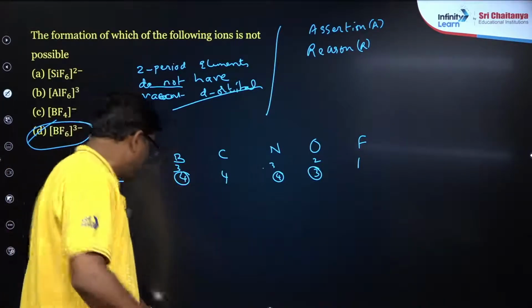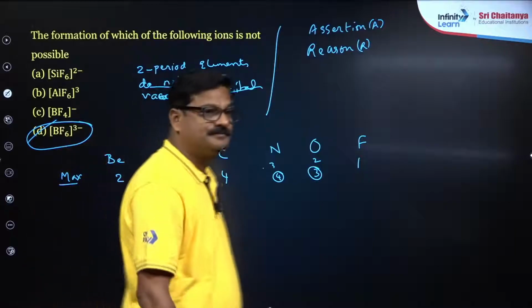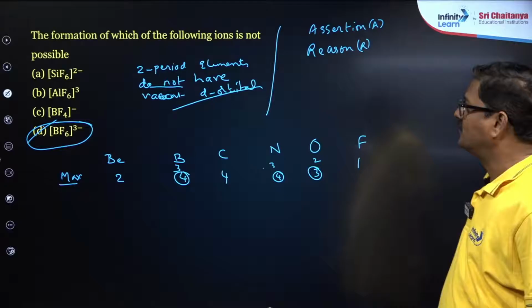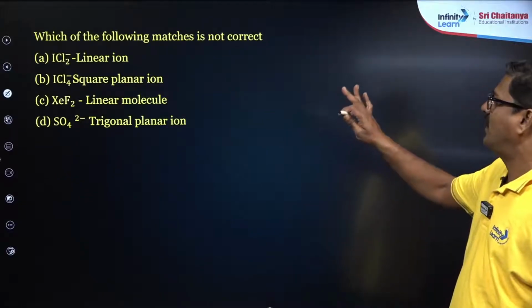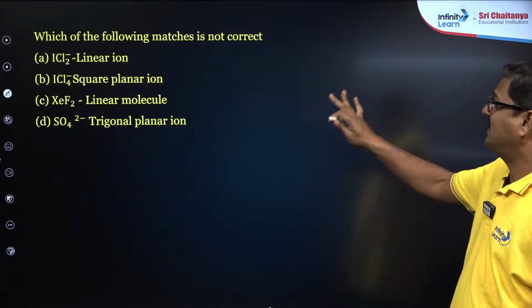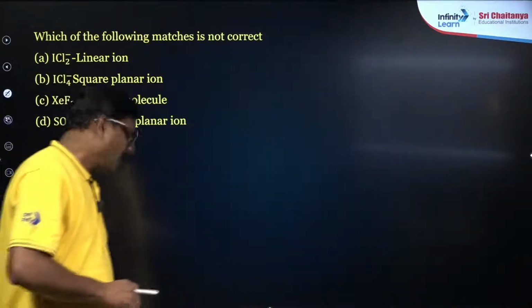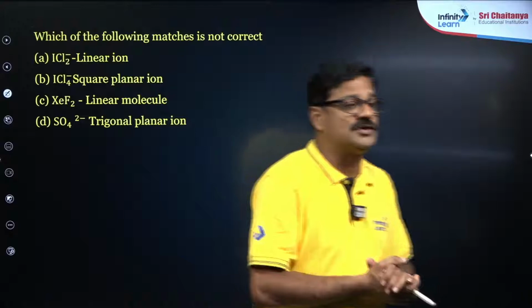One more question for you. That is all. Yes, option D. Which of the following matches is not correct? You have to say, try to make every structure once.